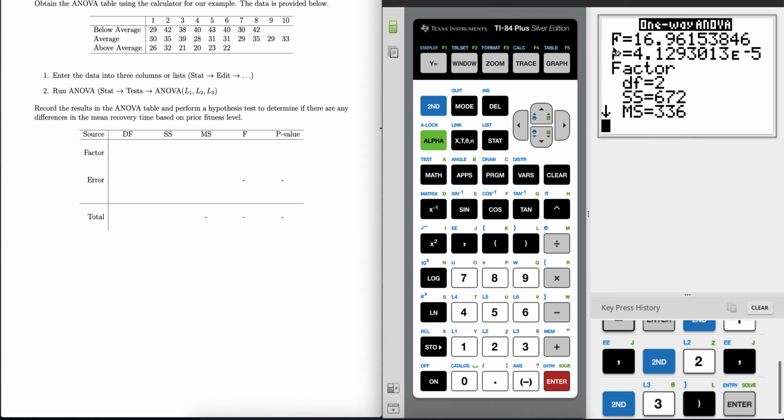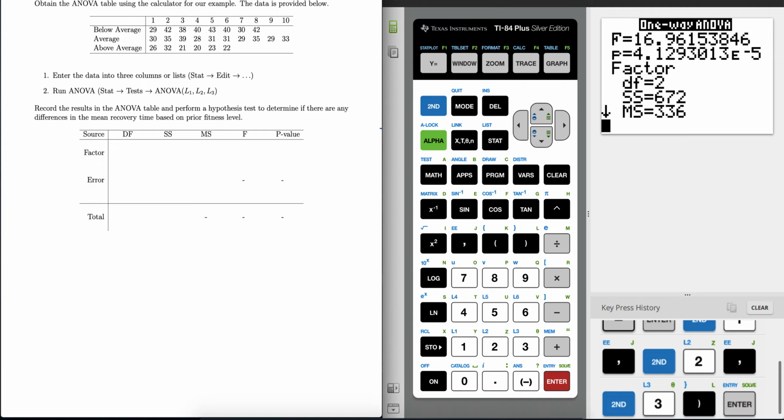So the first part, F, is going to be our test statistic. So on our chart, and I'm going to type these because my pen tool doesn't work so well when I've got the calculator going. So this is our test statistic, 16.9615. I forgot my 1 here. There we go.